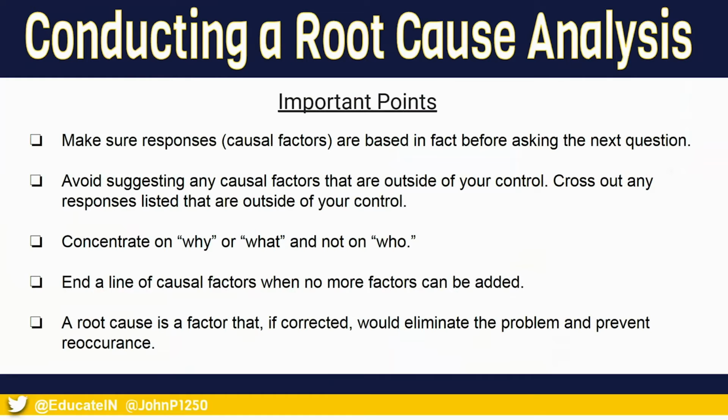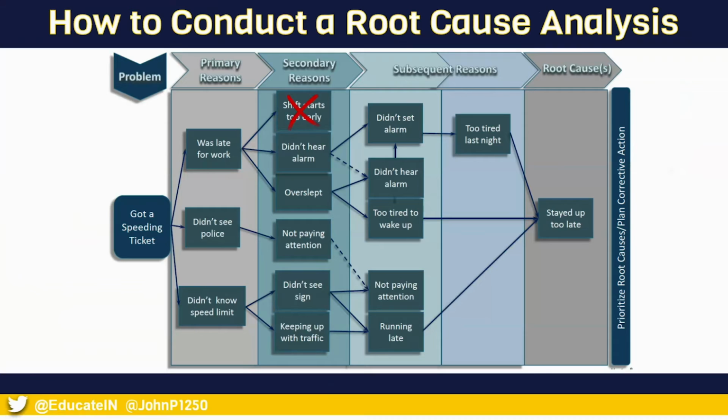When these factors are nebulous or confusing and cannot go any further, you've reached the end of that particular line of causal factors. And you'll know that you've reached a root cause when that root cause is a factor that, if corrected, would eliminate the problem and prevent reoccurrence. Let's see what this looks like in a concrete example.